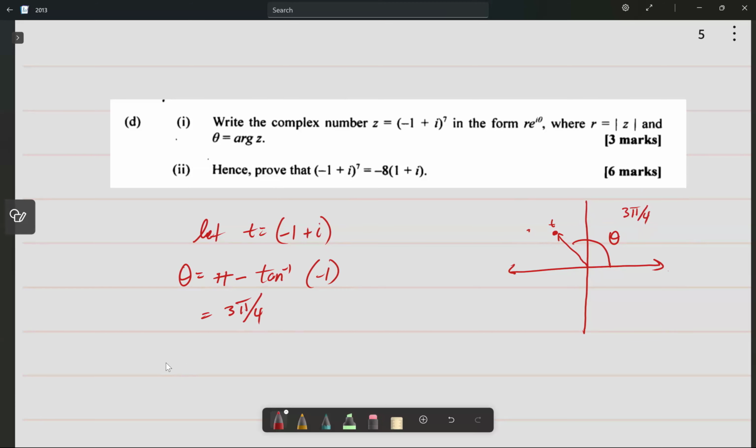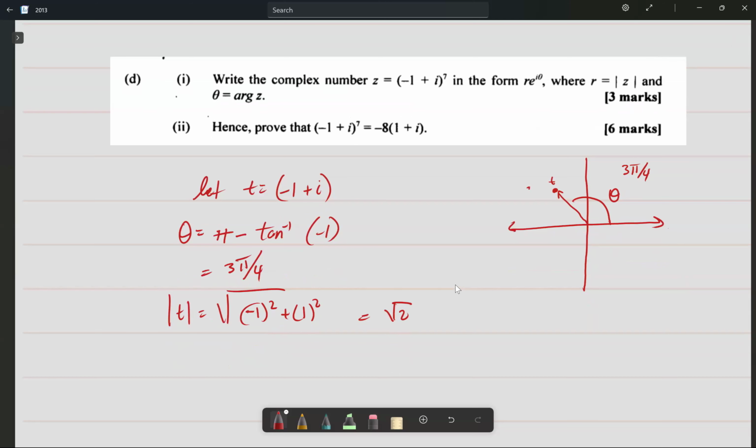We need the magnitude of t now. The magnitude of t is equal to the square root of negative 1 squared plus 1 squared. This gives us the square root of 2. So then t is equal to the square root of 2 e to the power of 3 pi over 4 i. Now we have to remember that z is actually t to the power of 7. We replaced the inside here with t, so we need to raise it to the power of 7.